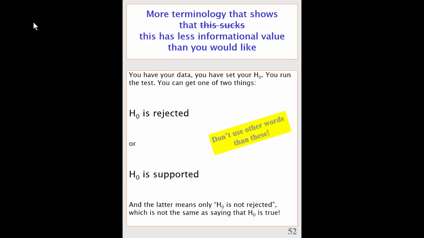And the first thing to realize about this is you're not allowed to use any other words than these. So anything that looks like it but is not completely the same, don't do it. So there is no H0 is not true, or H1 or the alternative hypothesis is true, none of that. So there are only these kinds of terminology that you can use. The hypothesis is rejected or supported, and that's it.